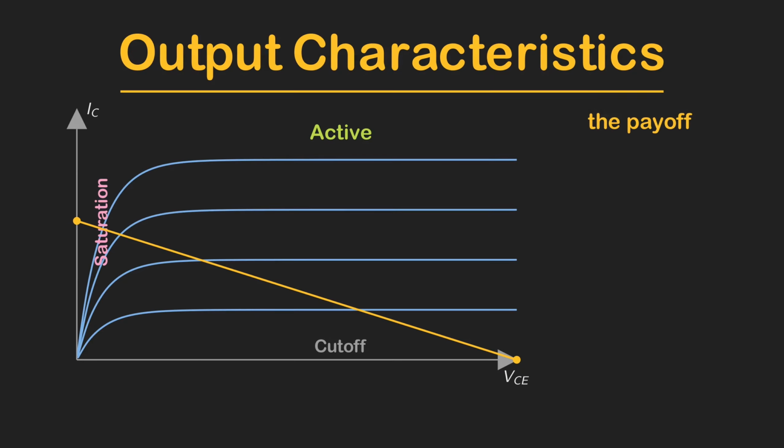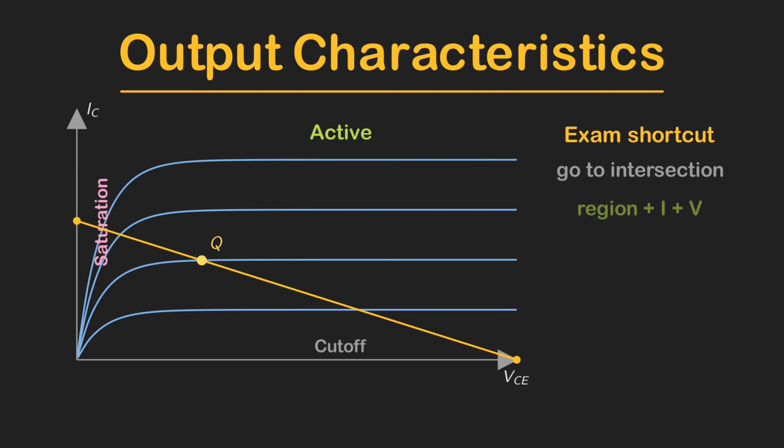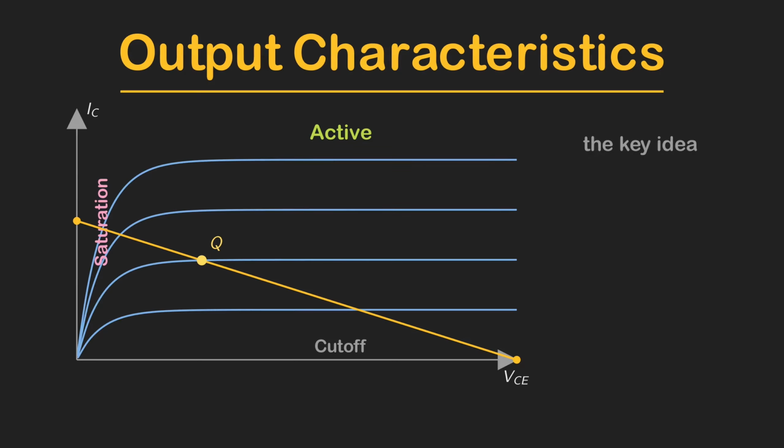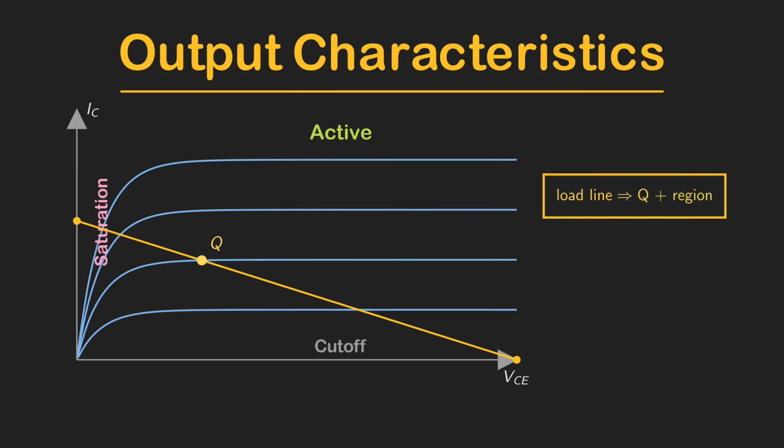Now for the payoff. Wherever that load line crosses the curve for your actual base current, that crossing point is the operating point. We call it the Q point, and its position immediately tells you which region you are in. So here is the exam shortcut that strong students use. If a problem gives you the output curves and a load line, go straight for that intersection, because that one point tells you the region and it gives you the current and the voltage all at once. So the key idea for this section is this. One graph plus one load line locates the operating point and names its region.